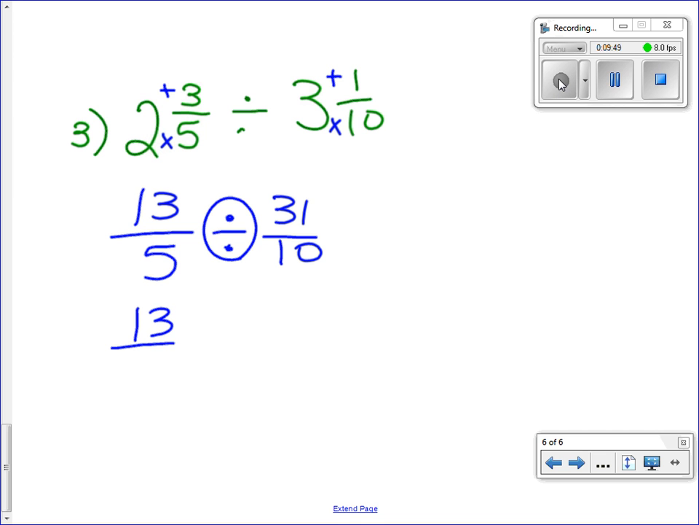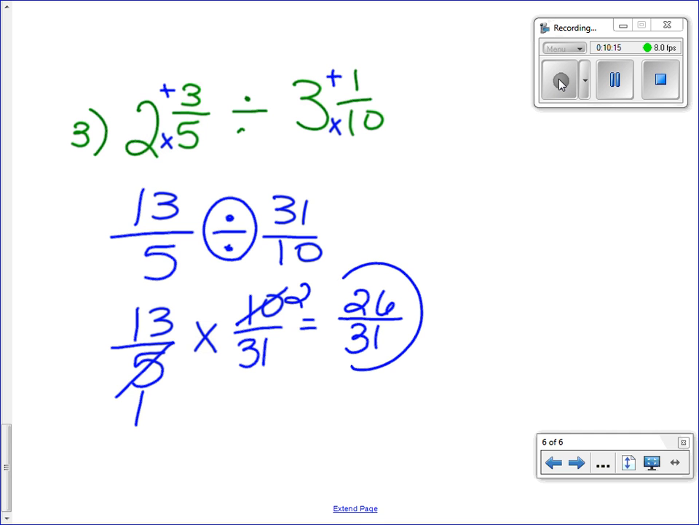Now I want to do the keep, switch, flip since I have a division problem. So keep, switch, flip. I want to look to see if there's anything that can cross cancel. I can cross cancel the 5 and the 10. Both of these can be divided by 5. 5 divided by 5 is 1. 10 divided by 5 is 2. I'm done with my cross canceling, so 13 times 2 is 26, and 1 times 31 is 31, and that is the simplest form.